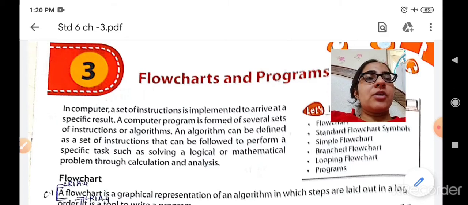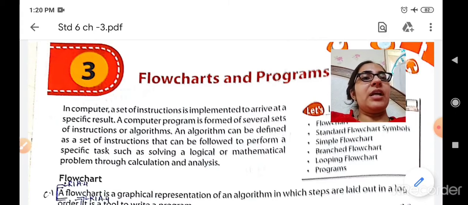So the set of instructions, it means line by line, we are giving the data to the computer, that is known as an algorithm. Okay, and the set of instructions get together to give a specific result. Now, what is an algorithm? An algorithm can be defined as a set of instructions. It means a set of data, important information that can be followed to perform a specific task, such as solving a logical or mathematical problem through calculations and analysis.